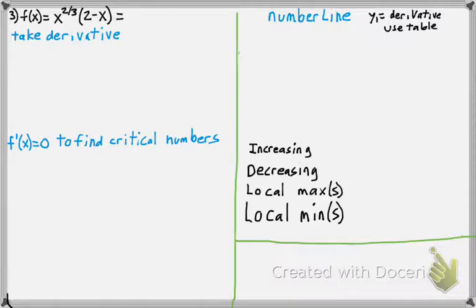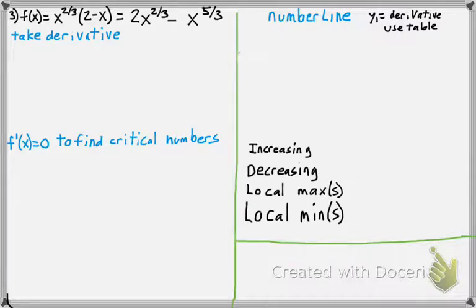So this is actually equal to 2x to the 2/3 minus x to the 5/3. So if you distribute that x to the 2/3, this is what you should get.